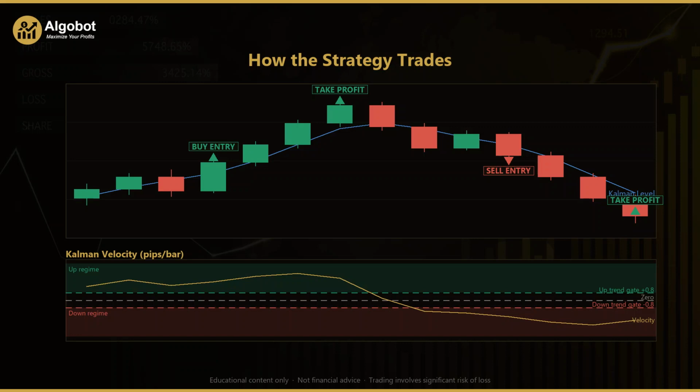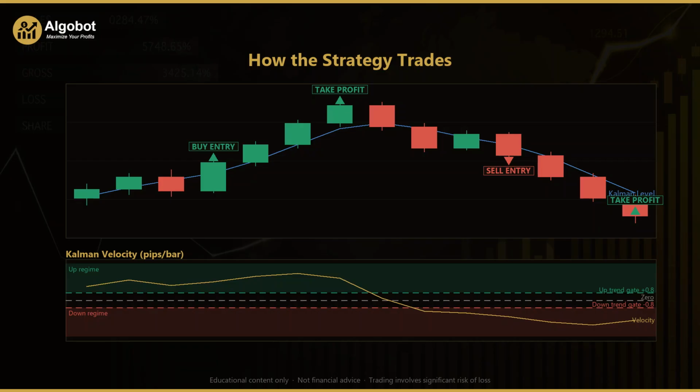Notice a few things about how this all fits together. The velocity panel is doing the heavy lifting. It decides the regime and which single side is permitted, and it turned early because the Kalman filter estimates slope directly rather than inferring it from a lagging average. The blue level line is doing the timing. Price has to dip beneath it and reclaim it to enter, which keeps the strategy buying pullbacks rather than chasing extended moves. And the reward to risk shape, roughly 3-2 by default, means each take profit target sits a bit further from entry than the protective stop.